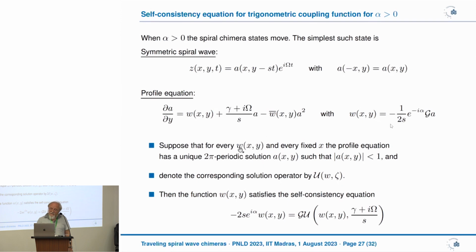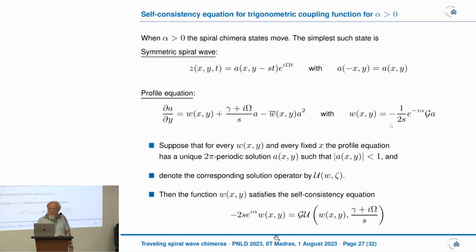So suppose that for every W and every fixed X, this profile equation, that's this equation, has a 2 pi periodic solution with a modulus of A less than 1. So that means you have some incoherence in the problem. That solution, of course, is generated by an operation that you perform on this W, and the self-consistency equation tells you what that U has to satisfy. So that is schematically the equation that you have to solve.